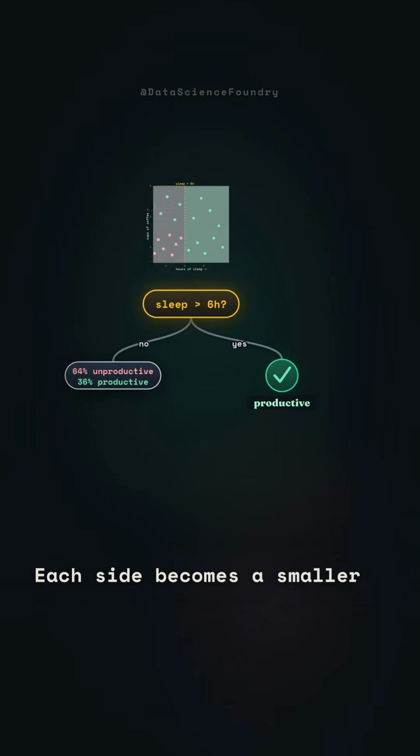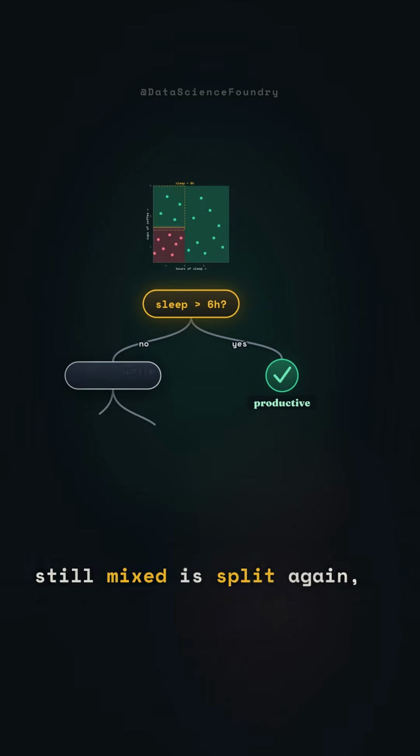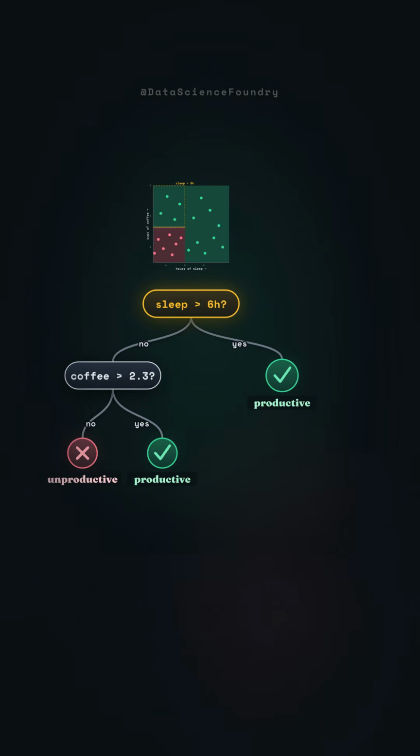Each side becomes a smaller dataset, and any group that's still mixed is split again the same way. The tree keeps asking questions until the groups are pure, or no split makes them any cleaner. The result is a flowchart where every path ends in a prediction.